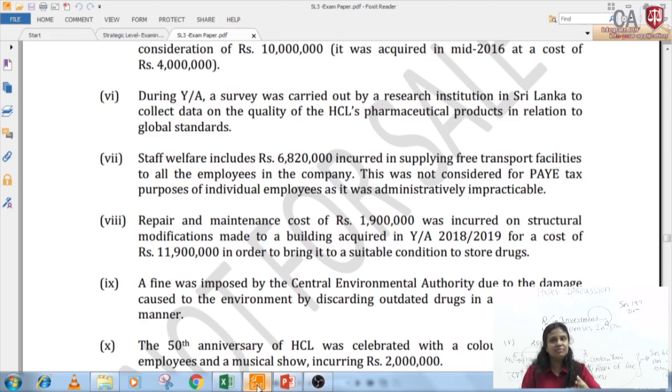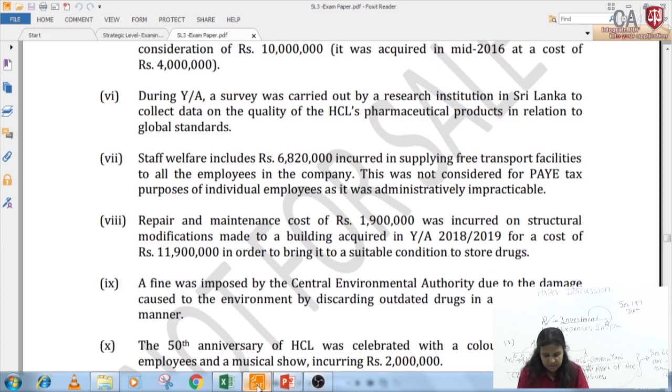What is the maximum limit of the repair to allow? It is 5% of the previous year tax written down value of this building. Can't you compute the previous year tax written down value? You can. Why? Cost has been given. You know the number of years, it is 20. Then you have to calculate what is allowable repair and what is disallowable repair.